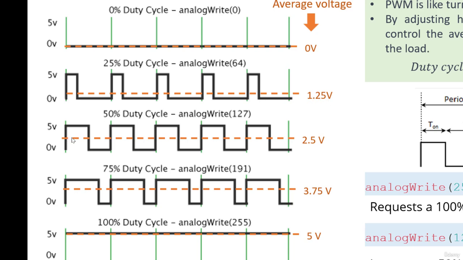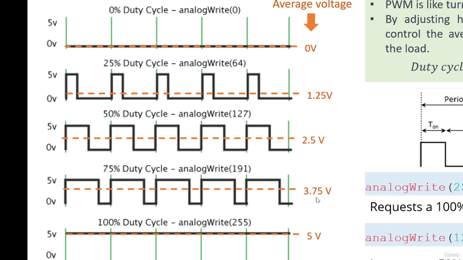Similarly, if we keep the duty cycle at 50%, that means half of the time period it will remain on and half of the time period it will remain off. So this will cause an average value of 2.5 volt, that is half of the total voltage of 5 volt. Similarly, if you keep the source on for 75% of the time, that is for 75% of the time period it will remain on and 25% of the time it will remain off, this will result in an equivalent voltage of 3.75 volt. This is called the average voltage.